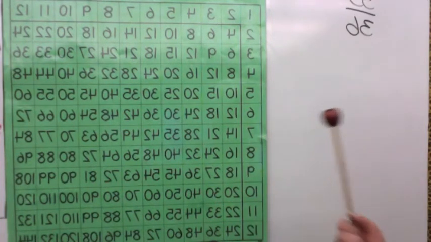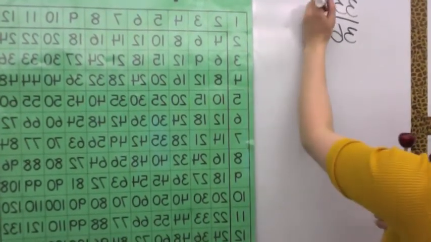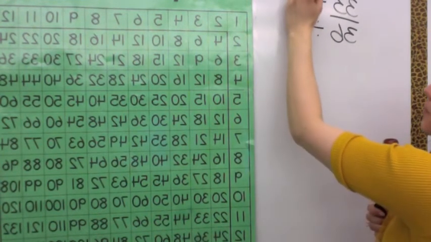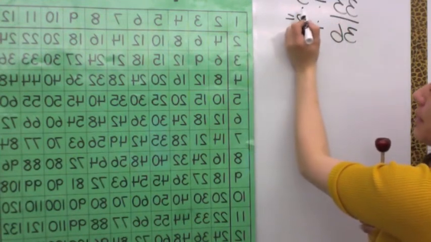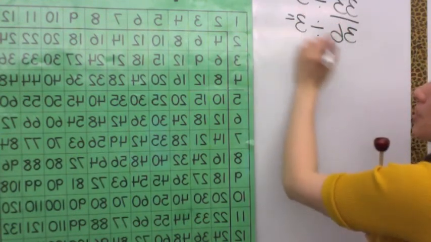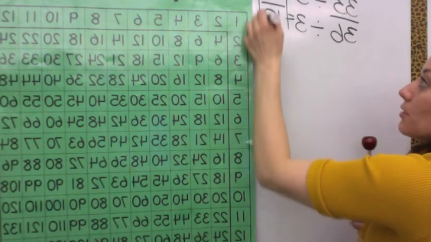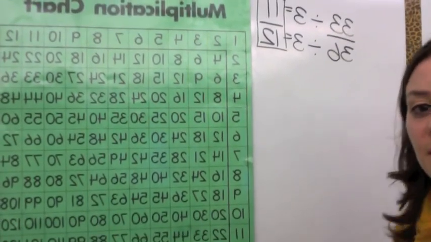11 over 12. Watch. 33, if you divide the numerator and the denominator by 3, you're going to get 33 divided by 3 is 11. 36 divided by 3 is 12. So your answer is 11/12. Write that down.